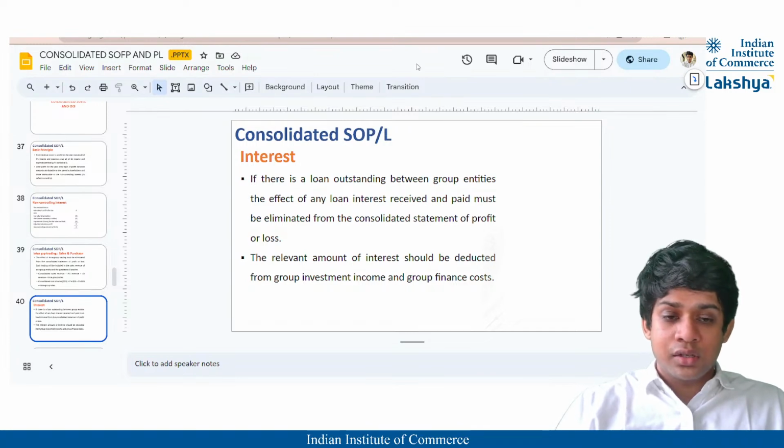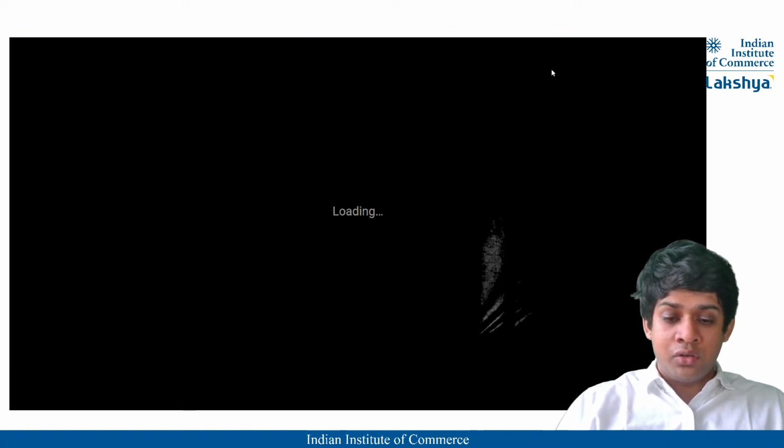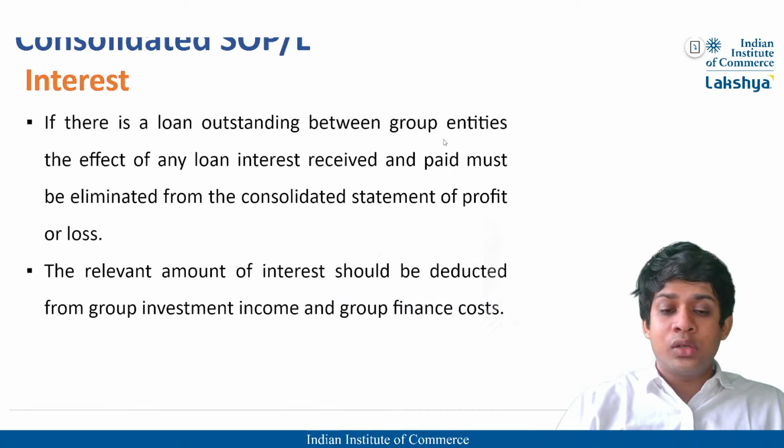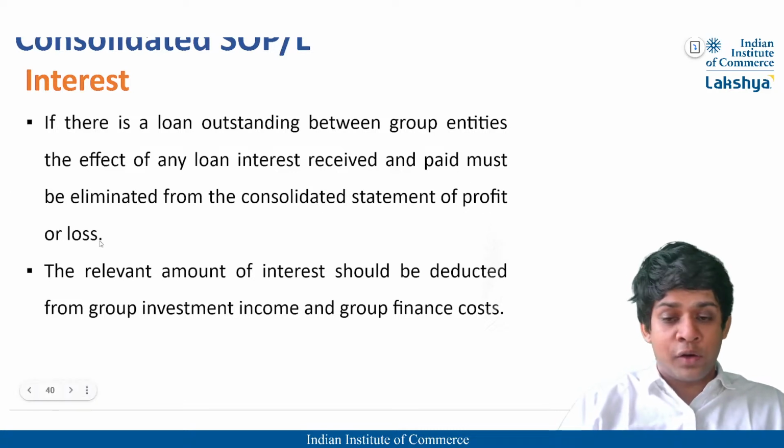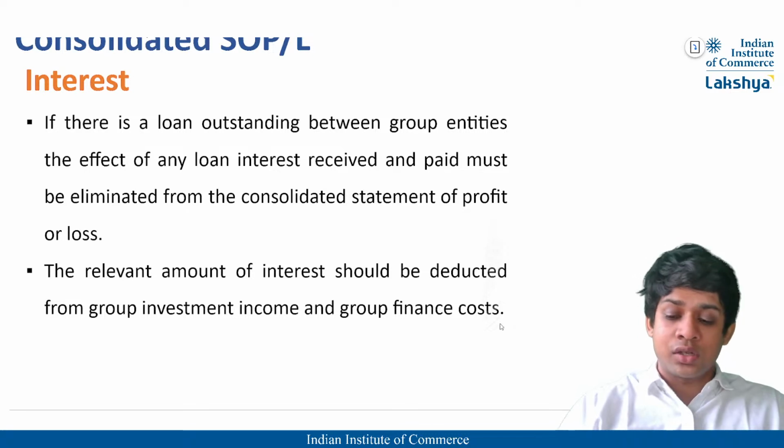Then we have interest. Now talking about interest. If there is a loan outstanding between the group entities, the effect of any loan interest received and paid must be eliminated from the consolidated statement of profit or loss. The relevant amount of interest should be deducted from the group investment income and the group finance cost.